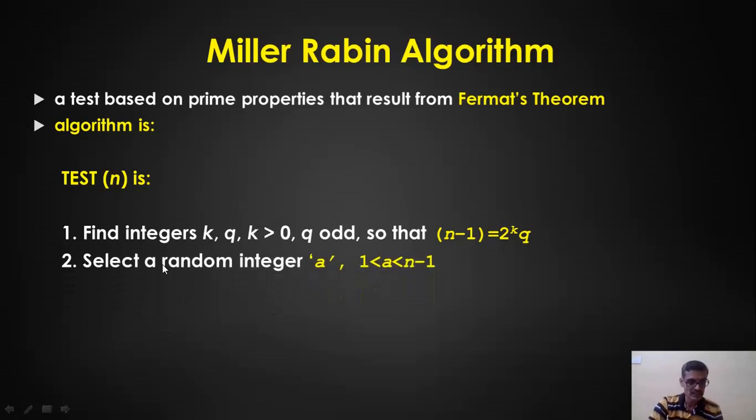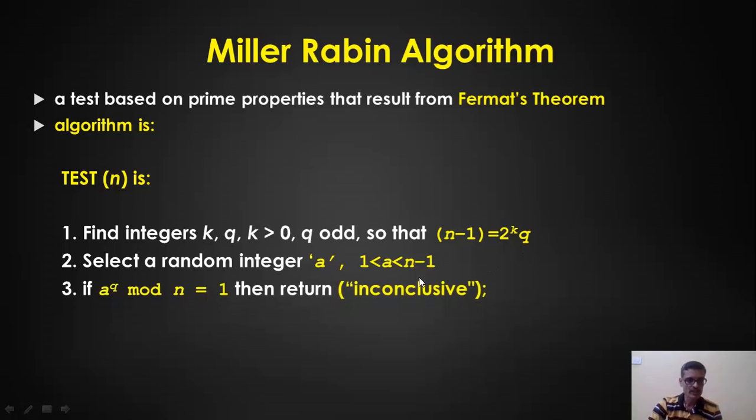After finding those k's and q's, what we have to do? We have to select a random number, say a. I have to choose one random number here, a, which is in the range of 1 to n minus 1. It can be any number. If n is equal to 11, 1 to 10, any number we can choose. And we have to work with more number of a's. Remember, I'll tell you about that.